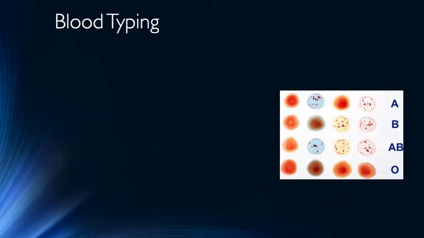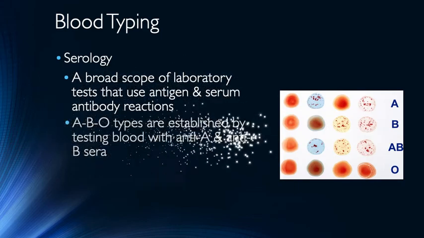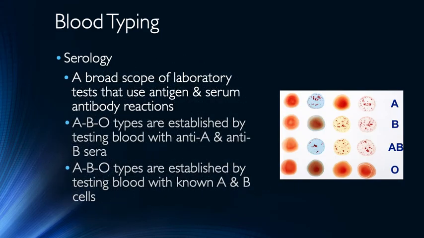Okay. So serology is what this whole chapter is on, and it's basically a broad scope of laboratory tests that use antigens and serum antibody reactions in order to determine different information about an individual. So the biggest one is blood typing. ABO types are established using anti-A and anti-B sera when they are combined with an unknown.